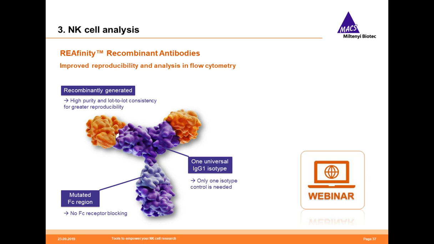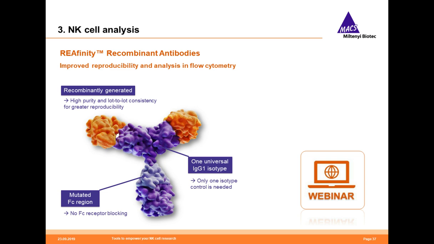If you're not familiar with our recombinant antibodies, I'll explain really quickly. If you're doing in-process control or quality control, or even just studying your NK cells, our REAffinity antibodies are perfect for you. They are recombinantly generated and ensure very high purity and very high lot-to-lot consistency for greater reproducibility. And all the different antibodies have the same universal IgG1 isotype, so you only need one isotype control. That saves you effort and cost, and also reduces the complexity of your experiment planning.